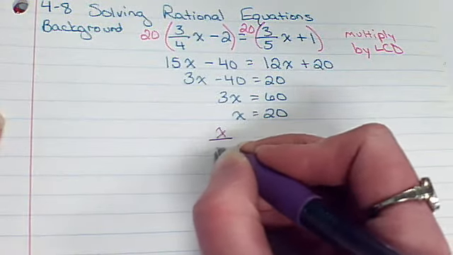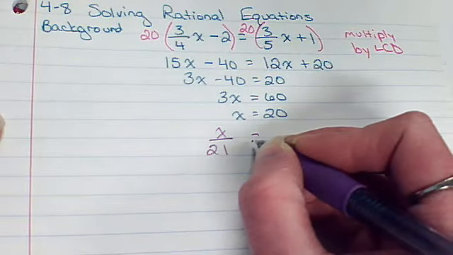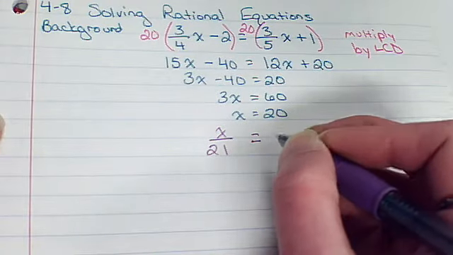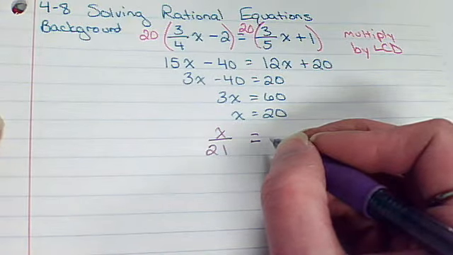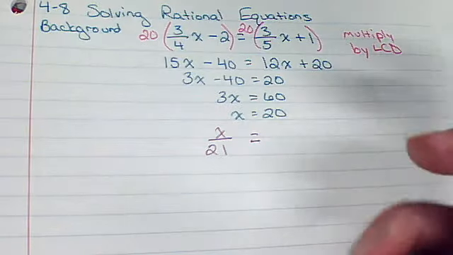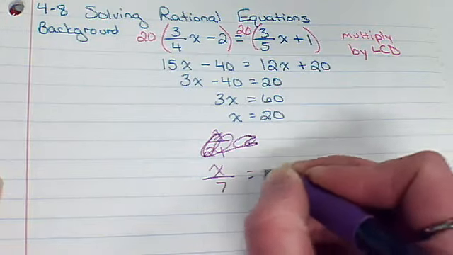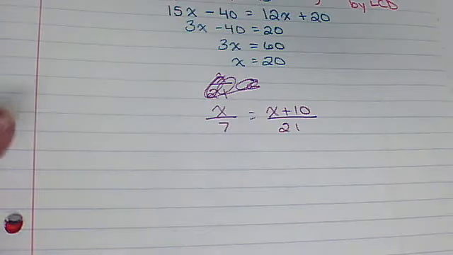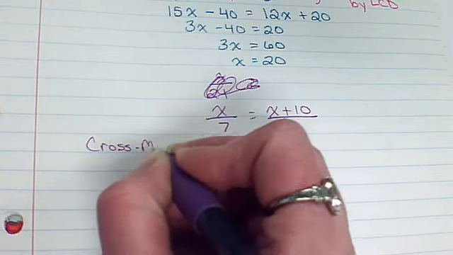X over 21 equals... and actually I wrote that wrong. I wanted that to be x over 7 equals x plus 10 over 21. That makes a big difference when you write it the right way. Now, there are two ways we could approach this problem. One way we might remember is to cross multiply.